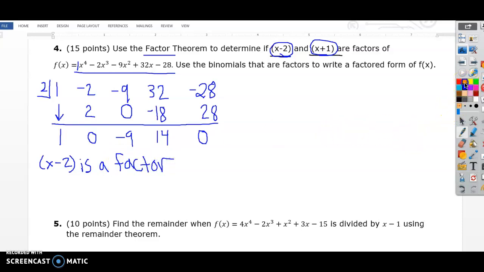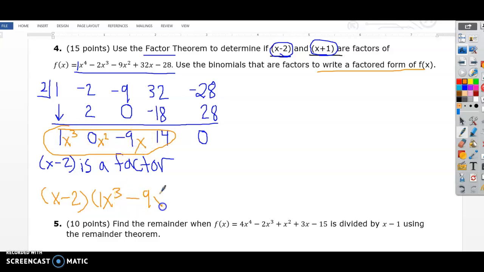And then it says to use the binomials and their factors to write a factored form of f of x. So I'm going to use x minus 2. And then I'm going to take my reduced polynomial and write that. So that's 1x to the third, because my original equation is x to the fourth. So if I take one factor out, that's going to be 1x less. So that's x to the third. And then this is 0x squared, so I don't need to write that, minus 9x, and then plus 14.